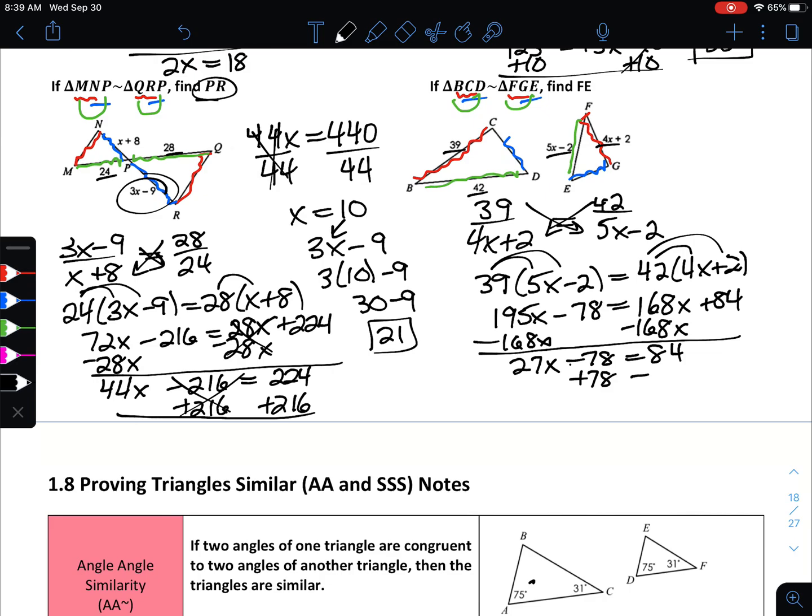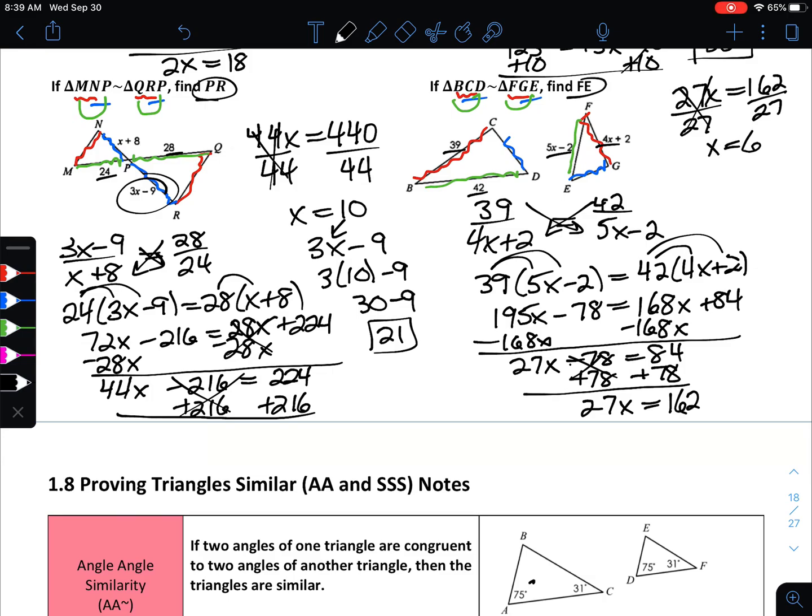Now we can add over the 78. So we'll have 27x is equal to 84 plus 78 is 162. Go ahead and finish that up here. So 27x equal to 162. We just had one step left to go, which is to divide by 27. And we're going to come up with that x is equal to 6.